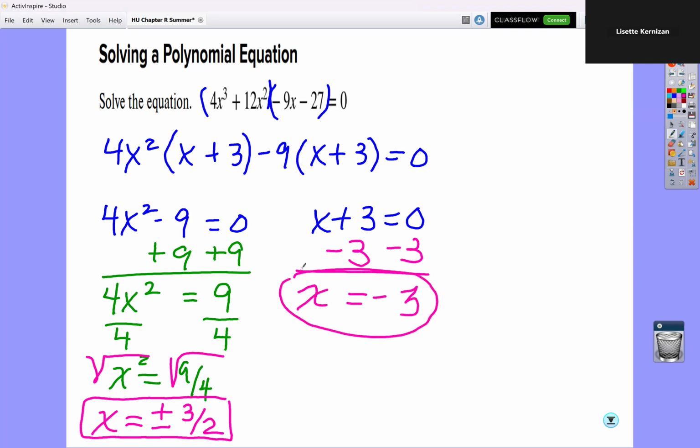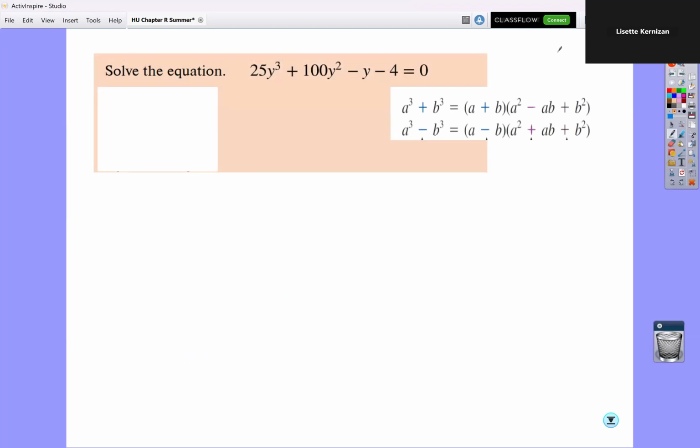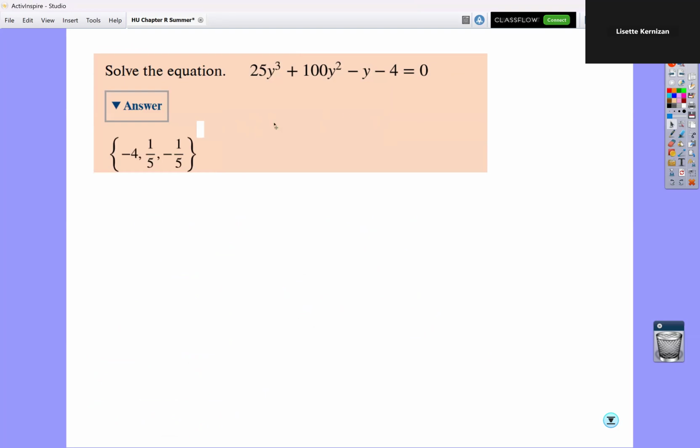So one thing about this is that whenever you're solving these type of problems, the exponent kind of tells you how many solutions you're going to get. So if it's a 3 and it's a polynomial, you're going to get 3 answers. So for example, here we have positive 3/2, negative 3/2, and negative 3. All right, let's try another one. So I'm going to have you pause the video and then try this one. All right, so you should have gotten these three answers: negative 4, 1/5, and negative 1/5.